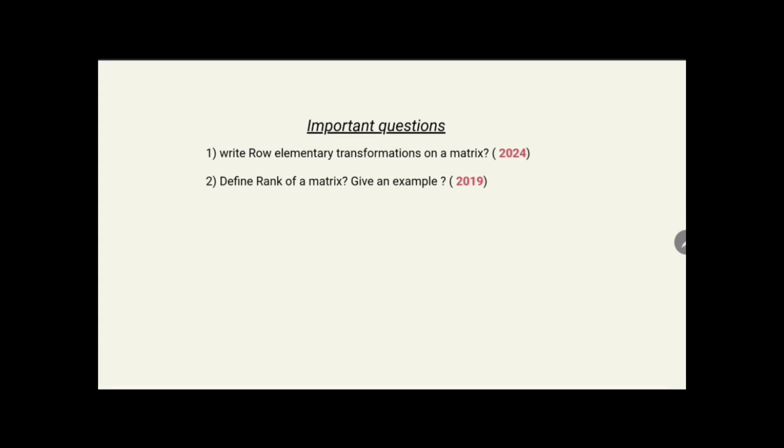So these are the two important questions asked in previous year question papers. Write row elementary transformations on a matrix. It is given in the 2024 recent question paper. And the next question is define rank of a matrix, and explain the rank of a matrix with an example, and this is given in 2019. Mostly only row elementary transformations will be asked, not column. Very important questions. These two are very important questions.